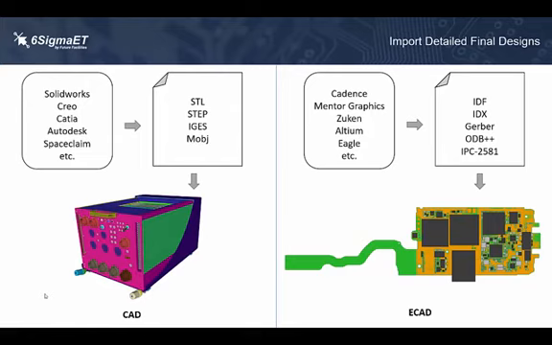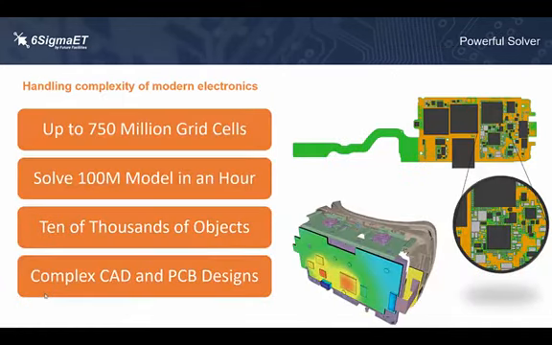ODB++ and IPC-2581 are relatively new to 6SigmaET, but these are really powerful formats, and we can import the full data of the PCB, all the copper trace, all the thermal vias into the software, and there's an example of a detailed PCB there. But there's no point importing all that data into the software if the software can't handle that data and use it effectively, if it can't cope with the complexity. But 6SigmaET has been designed from the ground up to cope with the complexity of modern electronics.